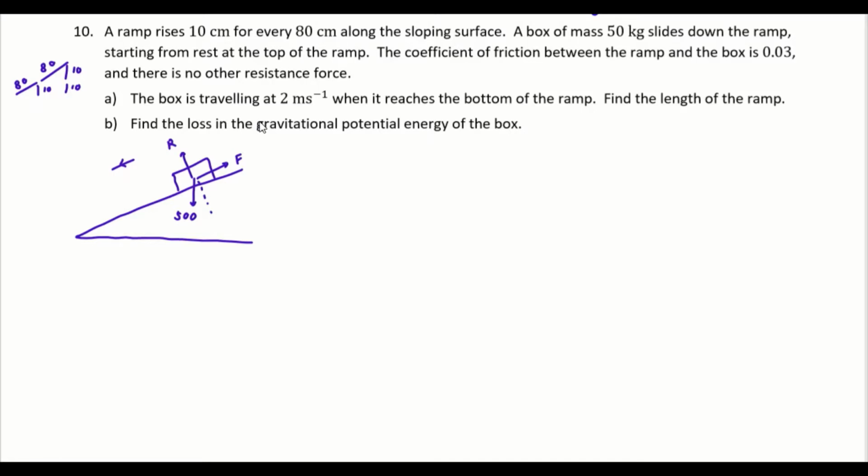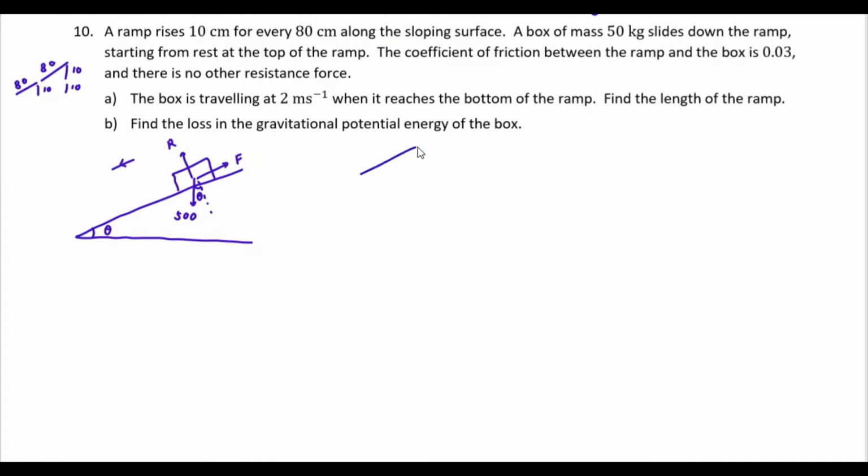The box is traveling at 2 meters per second when it reaches the bottom of the ramp. And the question wants us to find the length of the ramp. Okay, so in this case, there's nothing about GPE. It's just force that you learned previously, and force and suvat. So in this case, we might need to find out what our theta is here. For us to do that, we use this idea. You can imagine the ramp rises 10 cm for every 80 cm along the sloping surface.